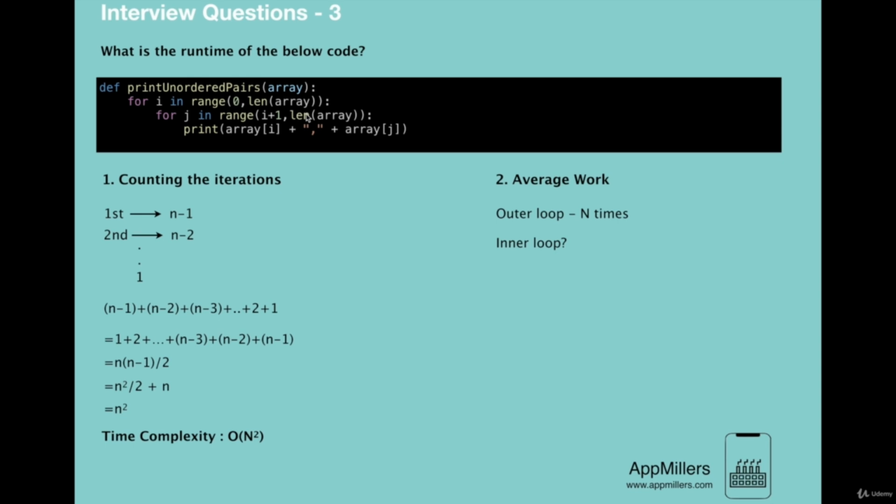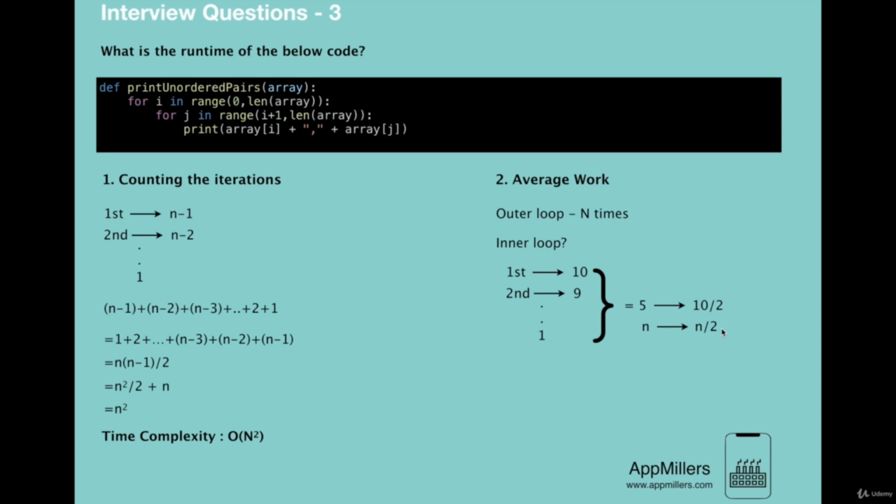Let's imagine that for the first step, the inner loop runs 10 times. Then in the second step, it runs 9 times. Then in the third step, it runs 8, and so on until we reach 1. So the average of these numbers will give us roughly 5, and this is 10 divided by 2. This means that for n numbers, our average can be n divided by 2.